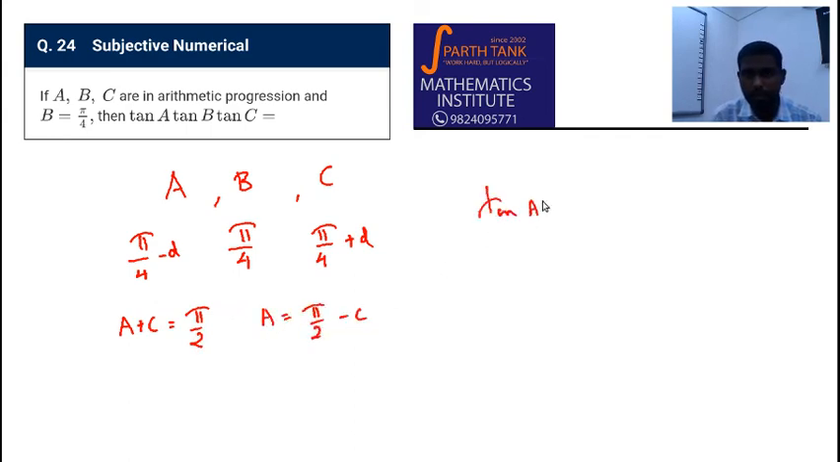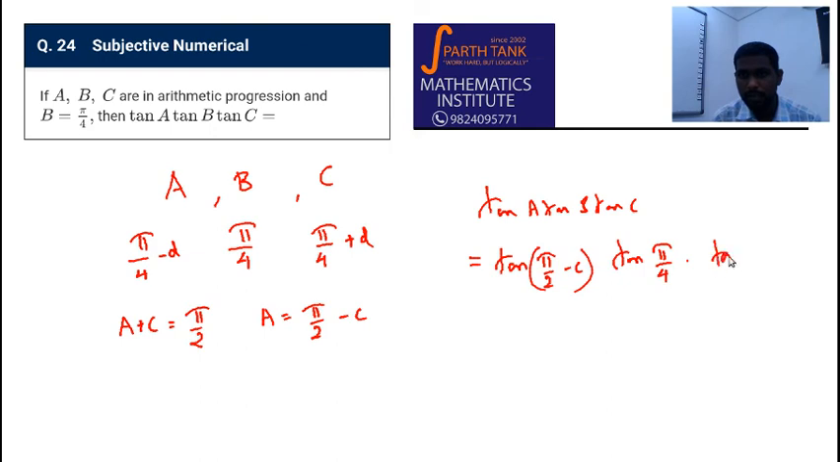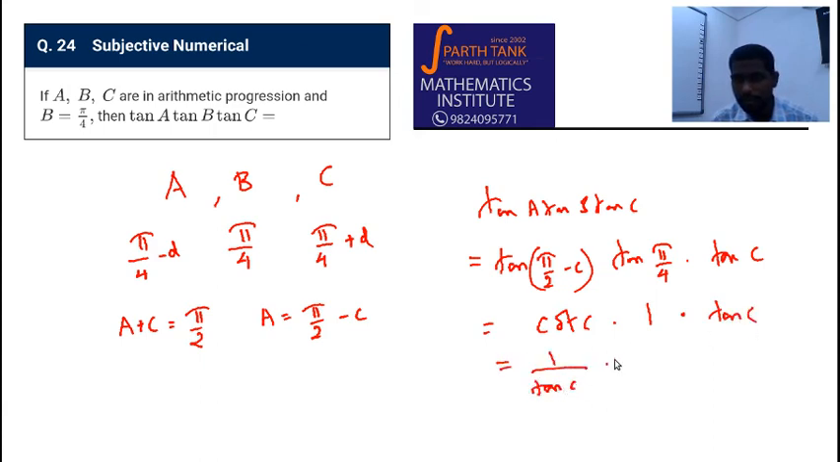So tan A, tan B, tan C is nothing but tan of pi by 2 minus C, tan pi by 4 and tan C, because B is pi by 4 and A is pi by 2 minus C. Tan of pi by 2 minus C is cot C, tan pi by 4 is 1 and tan C is tan C. Now this is nothing but 1 by tan C into 1 into tan C, which is 1. So the answer to this question is 1.